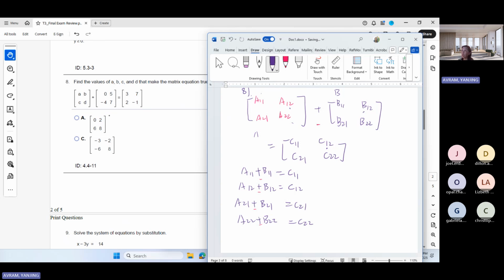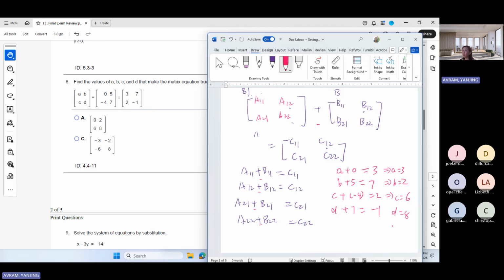All right, so my A here is A11, right? A plus 0, B11 is 0, equal to C11. C11 is 3, okay? And then the B plus 5 equal to 7, right? And then this one will be C plus -4 equal to 2. And then D plus 7 equal to -1. So you can solve this one really quick and easy, right? So A will be 3, B will be 2, C will be what? 6, or D will be 8, right?